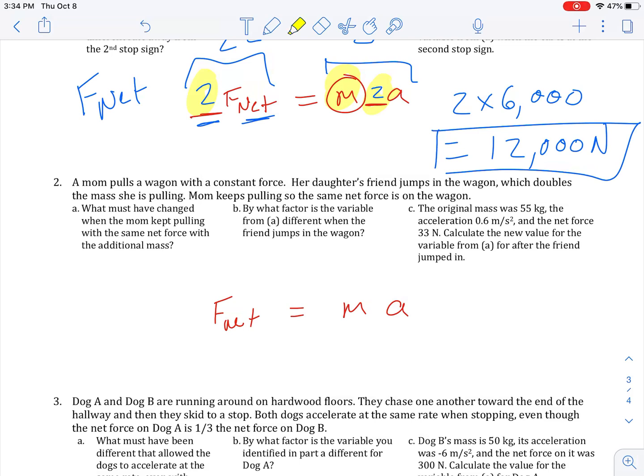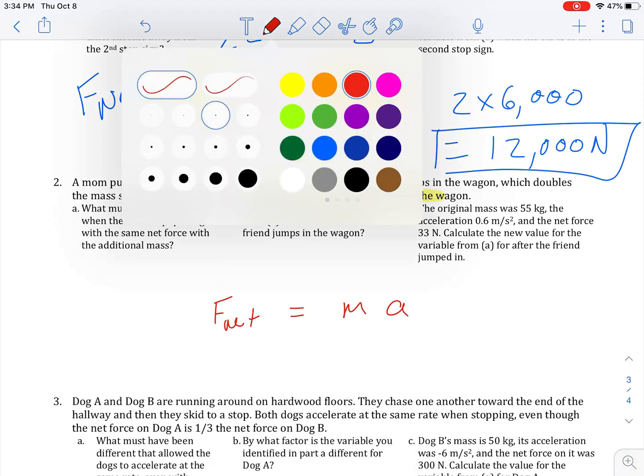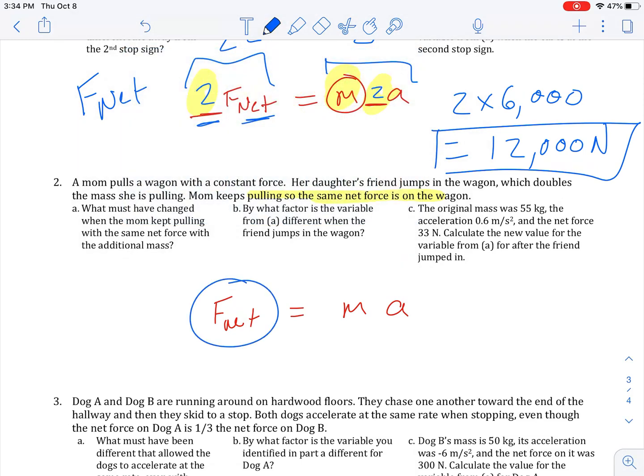I think I saw this one right away that she pulls with the same net force. So I know that this is the thing that's constant, net force. So I'm going to circle that. There we go. So that means these two things are changing. And we know that her daughter's friend jumps in, which doubles the mass. So I know the mass doubles.